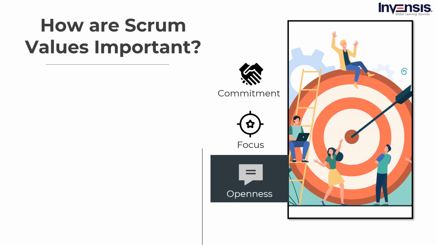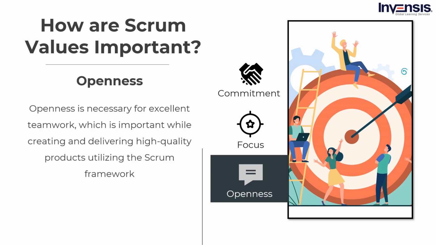Third, talking about openness. Openness is necessary for excellent teamwork, which is important while creating and delivering high-quality products utilizing the Scrum framework. All team members and stakeholders should be open about their work and progress, as well as any difficulties. Furthermore, transparency is essential while providing feedback and learning from others.